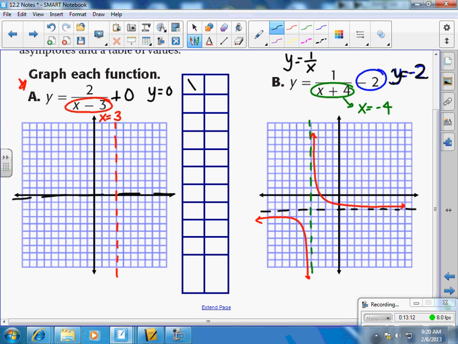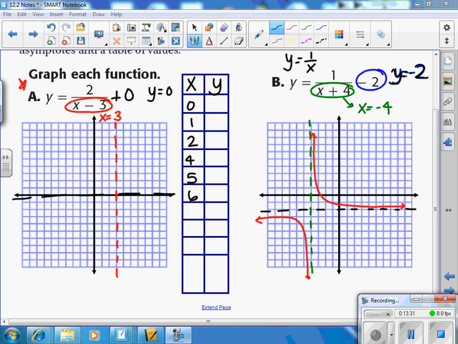So if this is our x and this is our y, let's start with 0, 1, and 2. We can't have 3, so skip 3. And then let's do 4, and 5, and 6. Plug those in and see what your values are for y, and then try graphing it and compare it with mine.